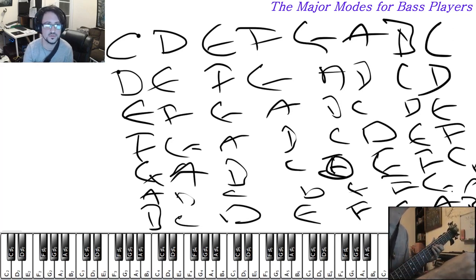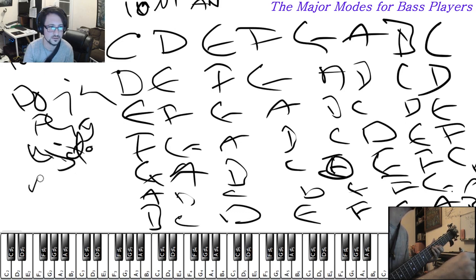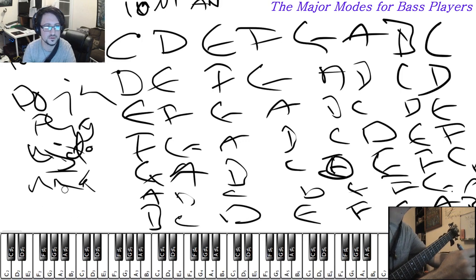Each one of these is a mode of the major scale. So you've got Ionian. You can't see because it's hidden behind my face, but the first scale is Ionian, second scale is Dorian, then Phrygian, Lydian, Mixolydian, Aeolian, and Locrian.